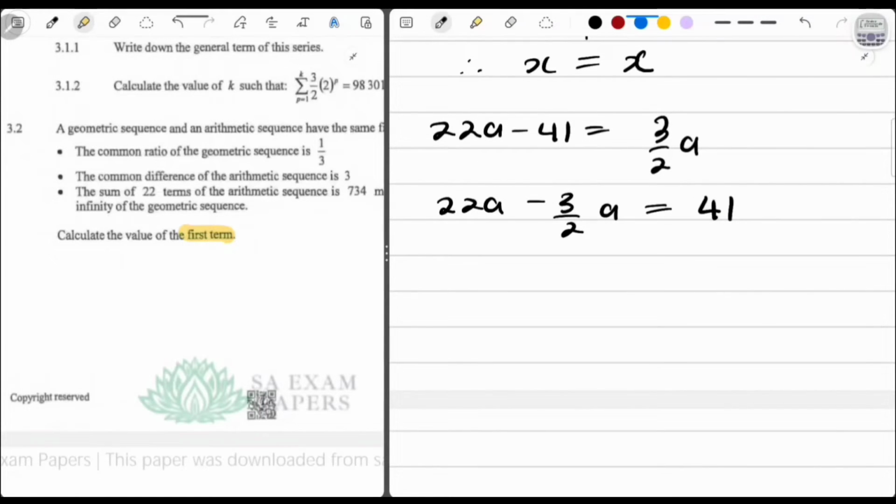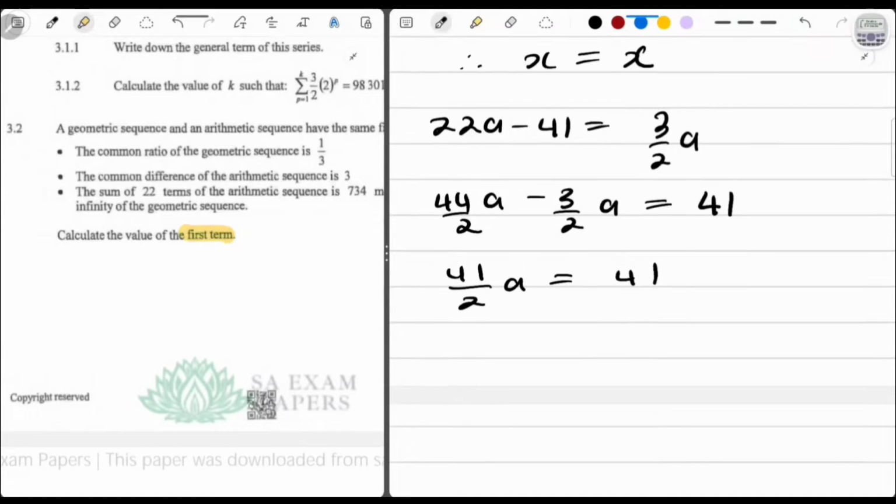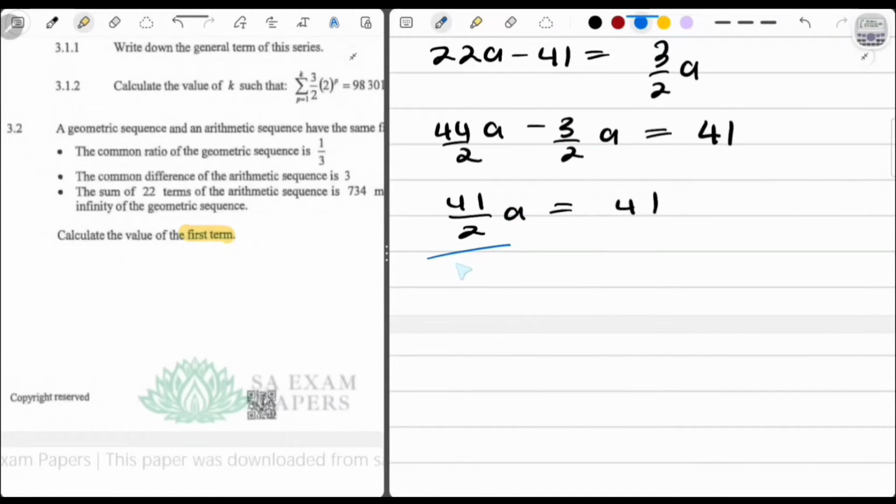What is 22 over 2? Okay, you can use a calculator, but I'm just going to say 44 over 2. And so 44 minus 3 is 41. So 41 over 2a is equal to 41. And then we're just going to divide both sides by 41 over 2.